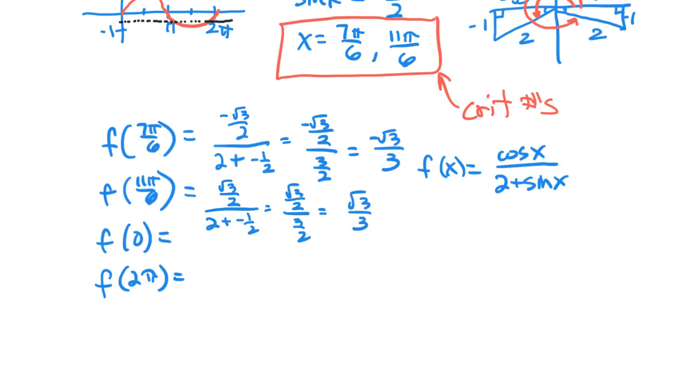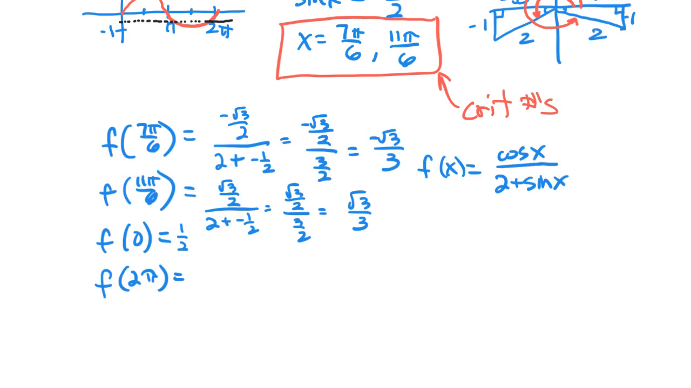So those were probably the most work. f of 0 will be a little easier. For f of 0, cosine of 0 is 1. Sine of 0 is 0, so it's going to be 1 over 2. So we plug in the 0, and we will get 1/2. And then when you plug in 2 pi, we'll get something similar.